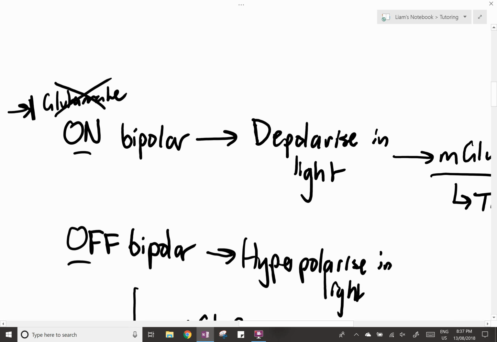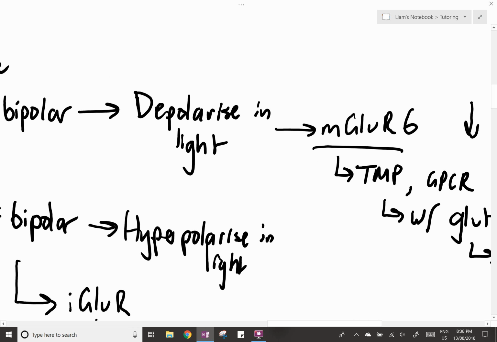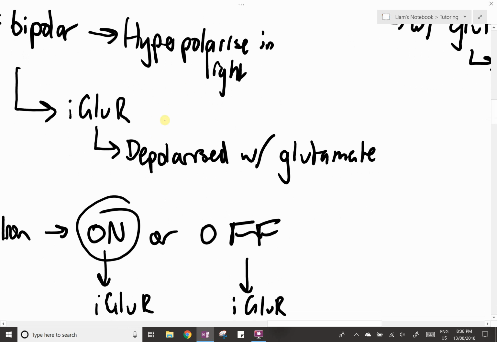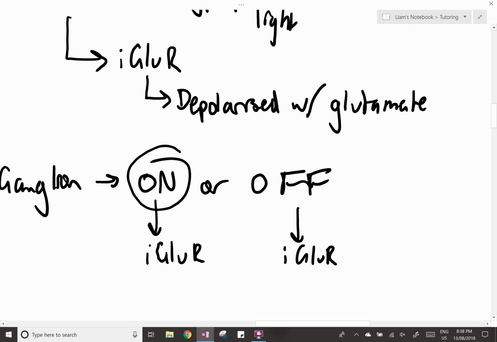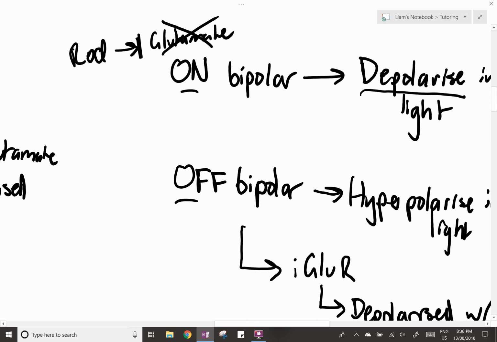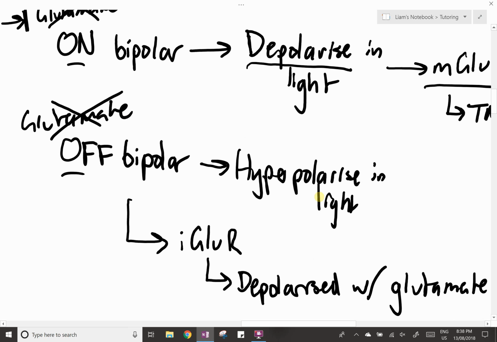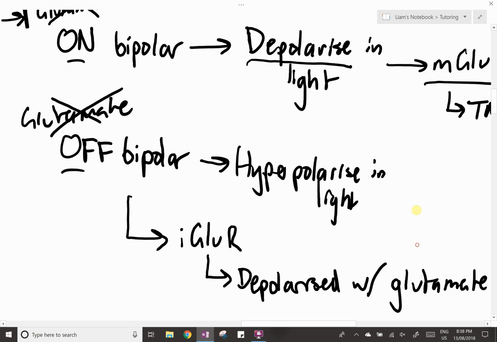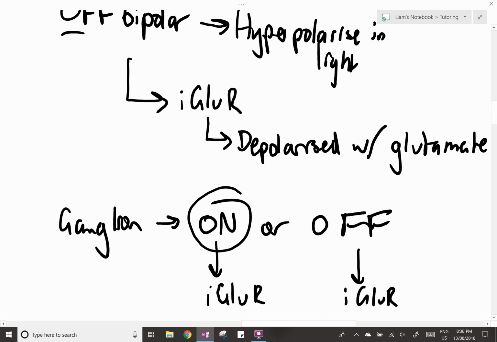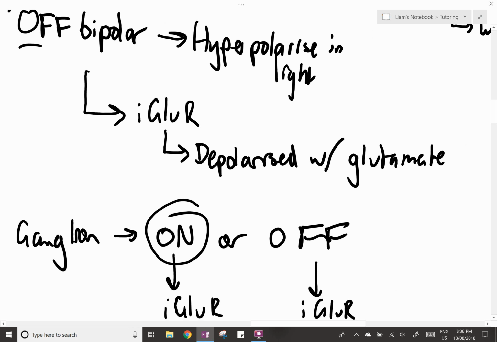So there's no glutamate, which means that our on-bipolar cells are able to depolarize. They'll release glutamate through that depolarization process, and that will act on the on-ganglion cell to activate that and fire an action potential. With an off-bipolar cell, without the glutamate, they hyperpolarize, which means that they stop their release of glutamate. If they're stopping their release of glutamate, then the off ganglion cell just doesn't fire. There's no signal for it to fire because glutamate is the signal for firing.